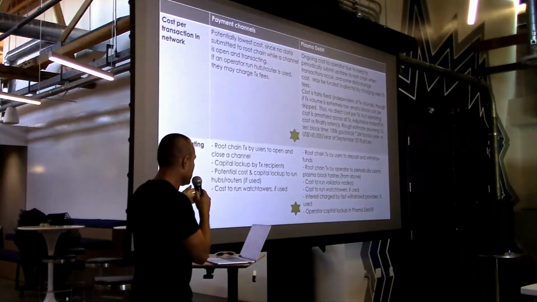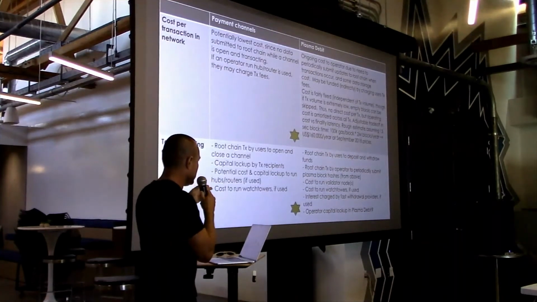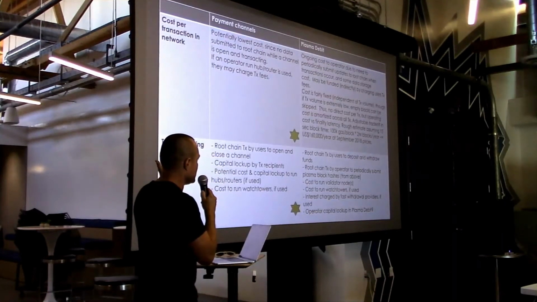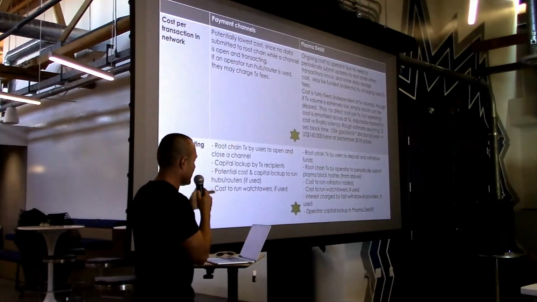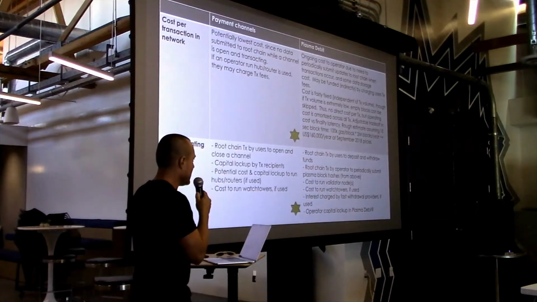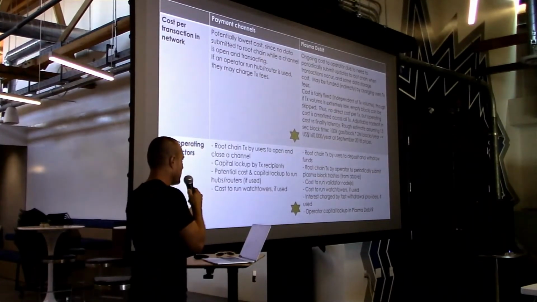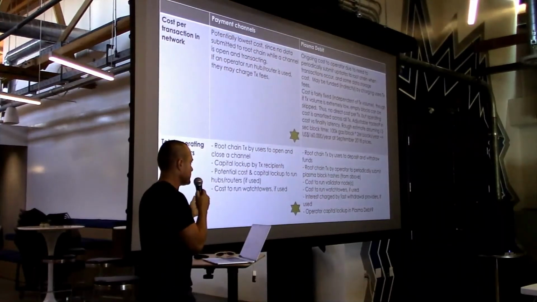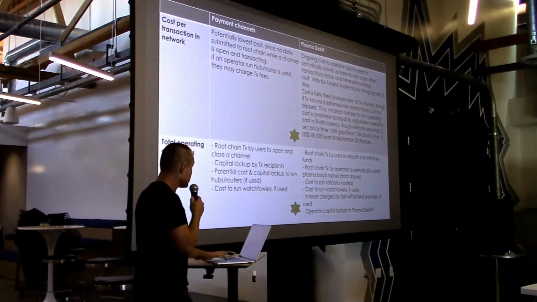With Plasma, you have kind of the same fees. There are root chain transaction costs. There's the transaction cost by the operator to submit Plasma blocks to the root chain, which we saw above is probably the biggest cost. And then there's the cost to run validator nodes and watchtowers, and then interest or capital lockup costs by the fast withdrawal providers, if you're doing that.